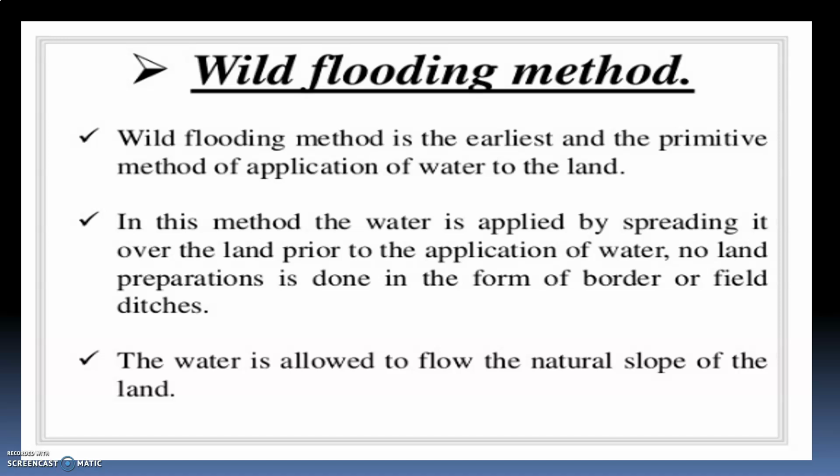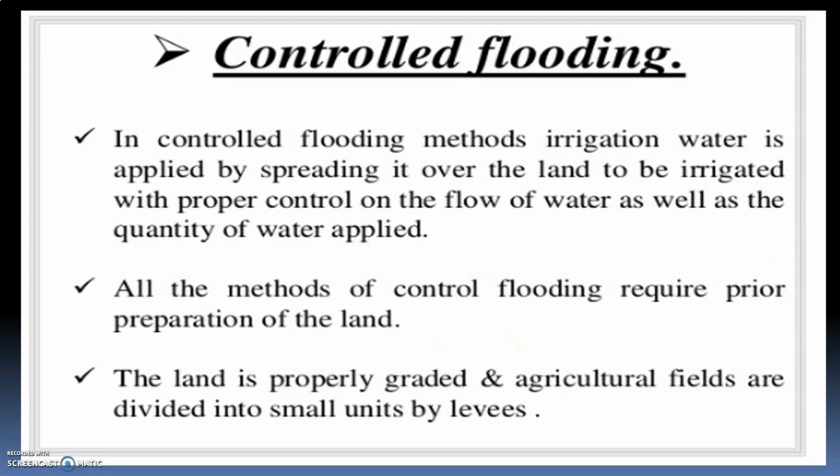Wild flooding method. In this method, this is the earliest and the primitive method of application of water to the land. In this method, the water is applied by spreading it over the land. Prior to the application of water, no land preparation is done in the form of border or field ditches, and water is allowed to flow along the natural slope of the land. Okay, this is about wild flooding method.